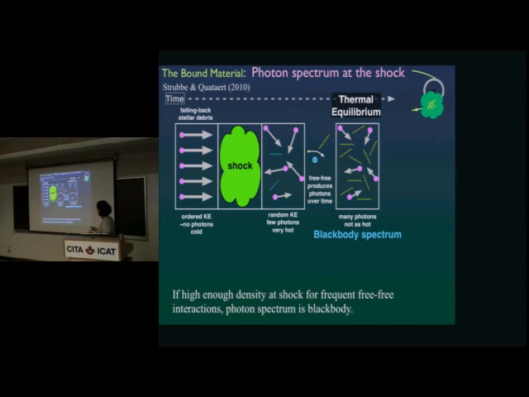Then the gas shocks and converts that ordered kinetic energy into random kinetic energy. And since the gas is moving so quickly, now the gas is very hot. But so far, there are only a few photons. And then over time, free-free interactions produce more and more photons. And so eventually, the photons and the gas are able to reach thermal equilibrium. There are many photons around. The gas is able to cool, so it's not as hot, and the photons have attained a black body spectrum. So this picture works if the density at the shock is high enough for frequent free-free interactions, and then you get a black body photon spectrum.